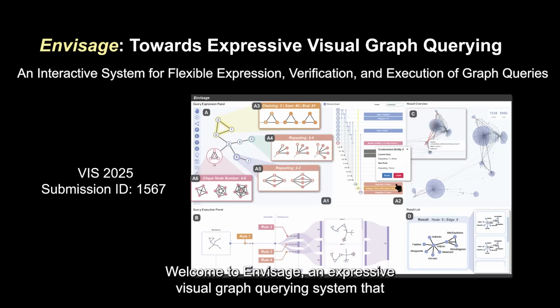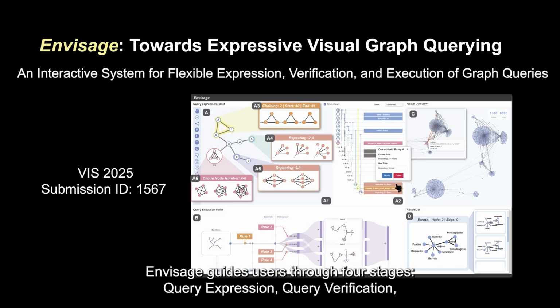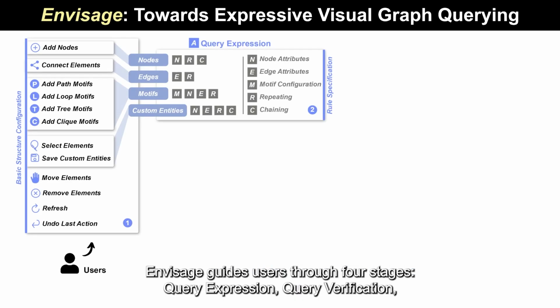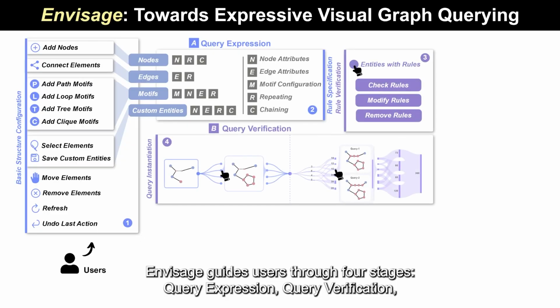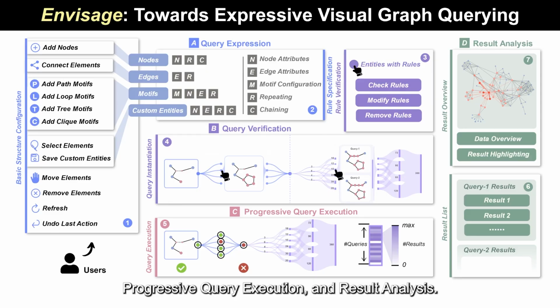Welcome to Envisage, an expressive visual graph querying system that helps users easily construct, verify, and execute complex graph queries. Envisage guides users through 4 stages: query expression, query verification, progressive query execution, and result analysis.